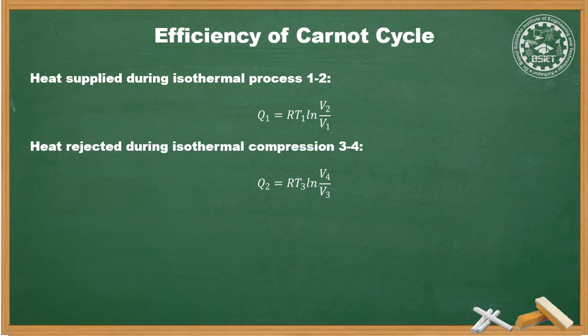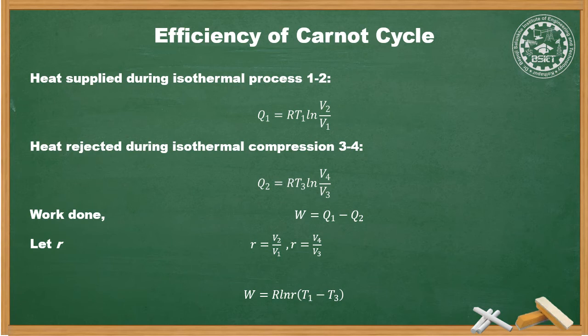The total net work done is given by W is equal to Q1 minus Q2. Substituting the values of Q1 and Q2 in W, and we know r is nothing but the compression ratio given by V2 upon V1 and V4 upon V3. In the above equation, we get W is equal to R log r, that is compression ratio, into T1 minus T3. This is the net work done.